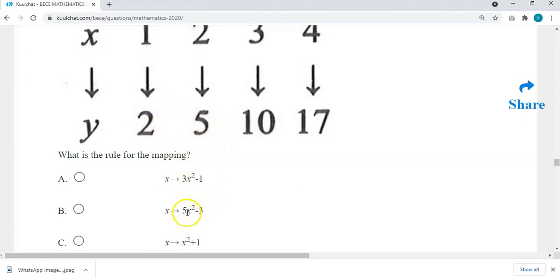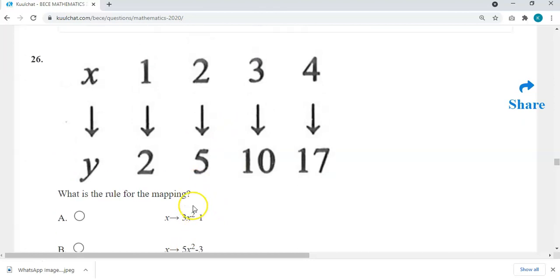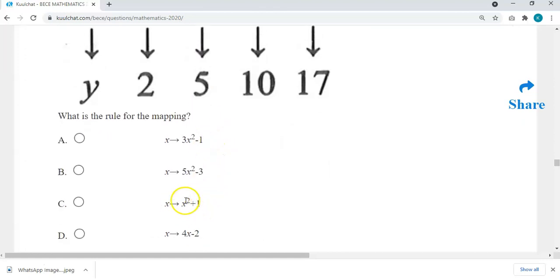So here it says 5x squared minus 3. So when our x is 1, we have 5, 1 to the power 2 is 1. So 5 times 1 is 5 minus 3, that gives you 2. So it is correct here. Let's check here. When our x is 2, we have 5x to the power 2, so that will be 2 to the power 2, that gives us 4. 4 times 5 gives us 20, minus 3, that gives us 17. This is supposed to give us 5, so this didn't work. Okay, so let's move on to C.